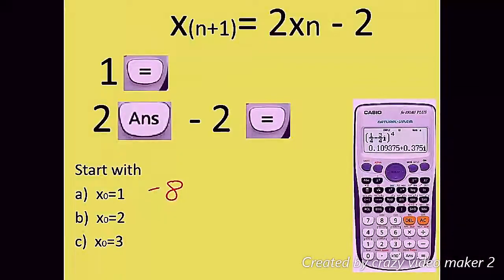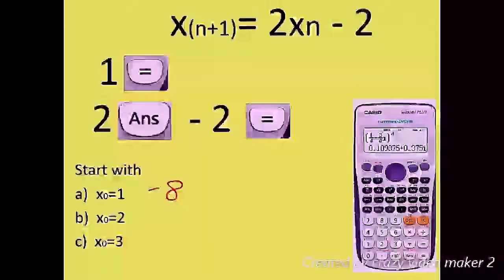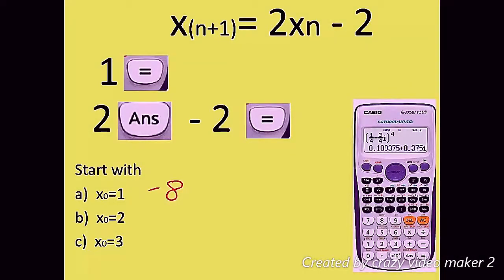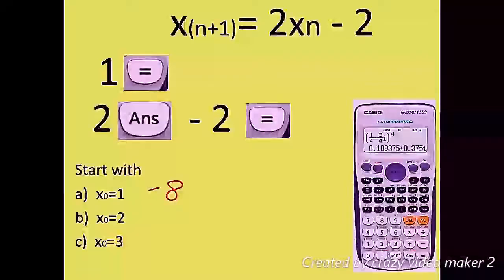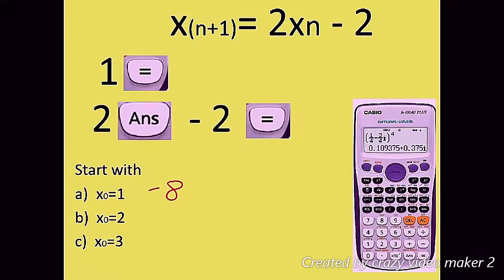Let's now do it with 2. So 2 and equals. You're telling your calculator to start with 2. And the rest you type in the same. So 2 times your answer minus 2. I've got 2. And I'm going to press it again. I've got 2. In fact, if I press equals loads and loads of times, I get the answer 2. Which is interesting.